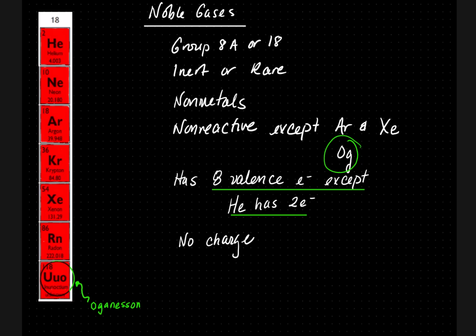Remember, all elements want to have a full outer valence electron shell. They follow the octet rule. For metals, it's easier for them to get rid of the valence electrons to fulfill the octet rule, while for nonmetals, it's easier to gain electrons to fulfill the octet rule. This is why metals are cations or positive charge, and nonmetals are anions negatively charged.